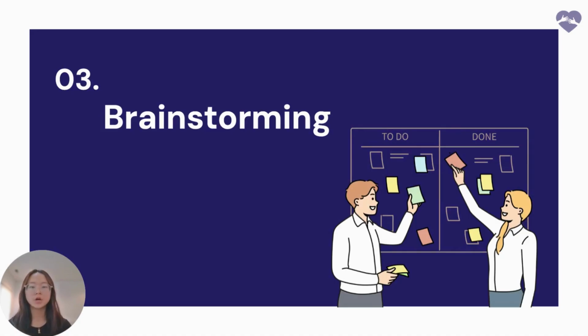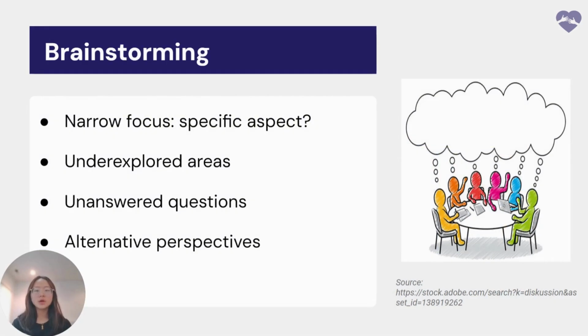Let's now move on to talking about brainstorming. When brainstorming, you want to start by identifying a specific aspect of the topic you find interesting or important. By concentrating on one specific area, you can avoid becoming overwhelmed and ensure that your research is manageable. For example, instead of focusing on broad climate change, you can narrow it down to the impact of climate change on local ecosystems or a specific species.